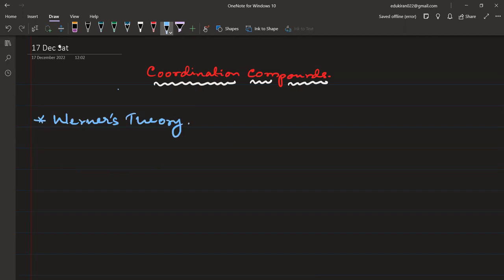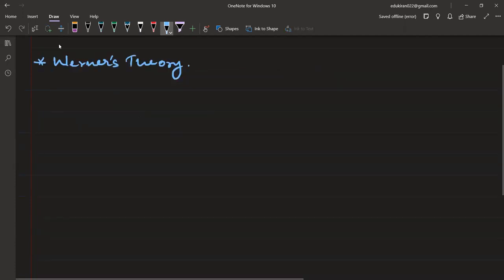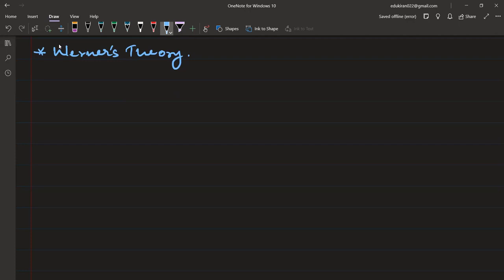I will just first of all explain Werner's theory, and then we can go and write the postulates of Werner's theory. Okay, so see, Werner was the first scientist who studied the coordination compounds. He studied mostly the complexes of cobalt. So he started with cobalt chloride, and then he added NH3. He added NH3 to cobalt chloride, and in this case, the NH3 was in excess.